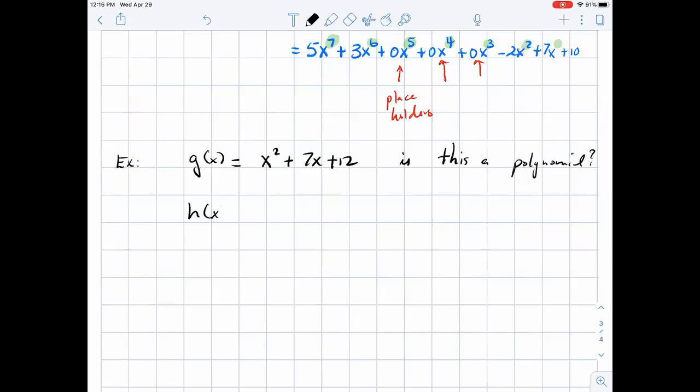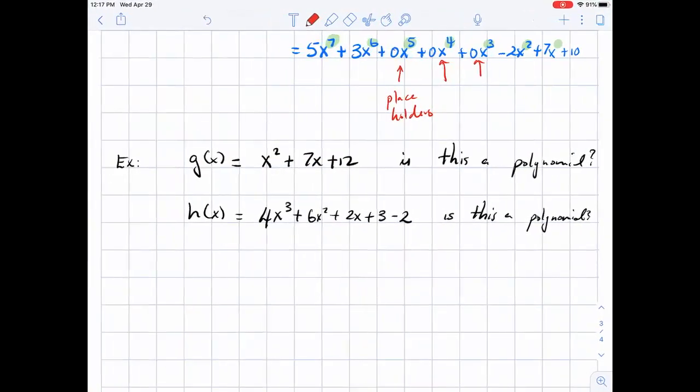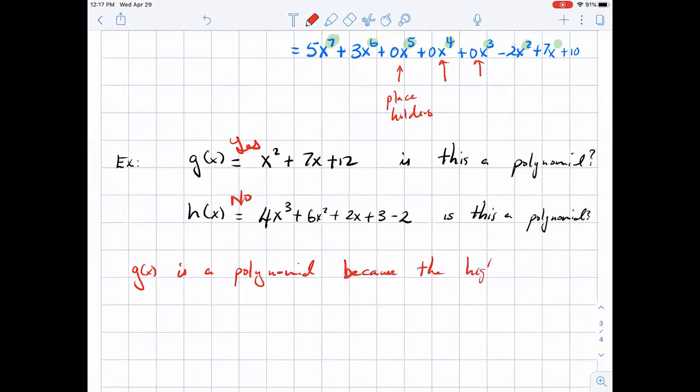So how about this one then? h of x is equal to 4x to the third plus 6x squared plus 2x plus 3 minus 2. Is this a polynomial? So, yes or no? Someone said something I didn't hear. So the answer here is yes, this is a polynomial. And the answer here is no. So why is g of x a polynomial? g of x is a polynomial because the highest power is 2, okay?